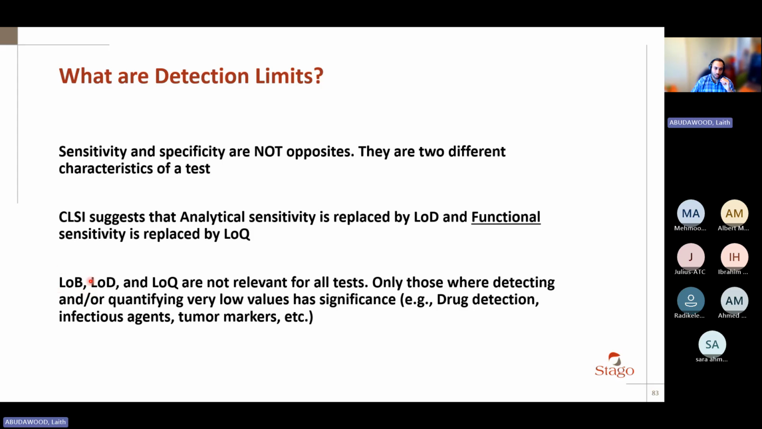For LOB in coagulation in general, it's irrelevant. It may be relevant for very sensitive tests where you need to know very small amounts, like PCR. I need to know if there is any amount of DNA present in the sample, for example.